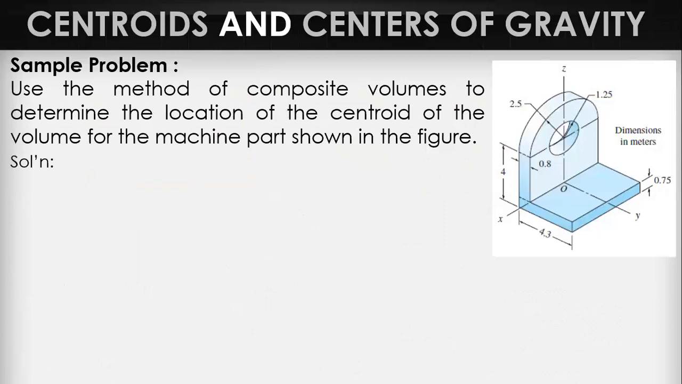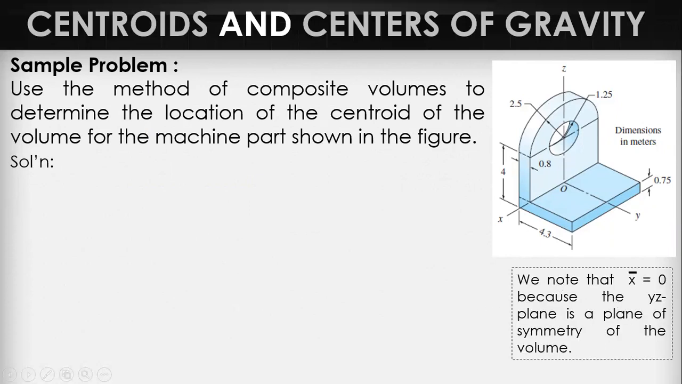Another one. Use the method of composite volumes to determine the location of the centroid of the volume for the machine part shown in the figure. This one. Okay. We note that x bar. Take note of the orientation, no? The labeling of the axes x, y, and z.